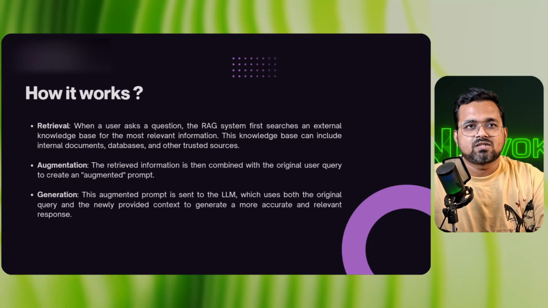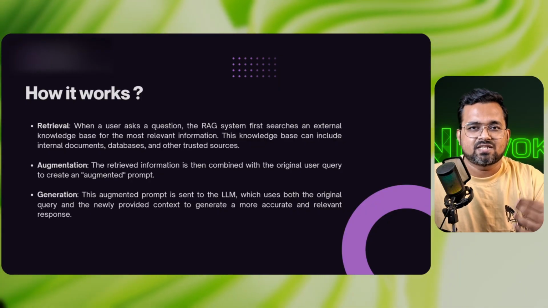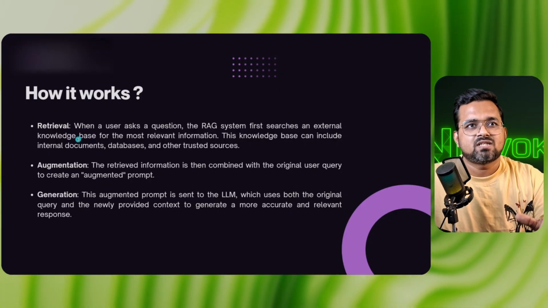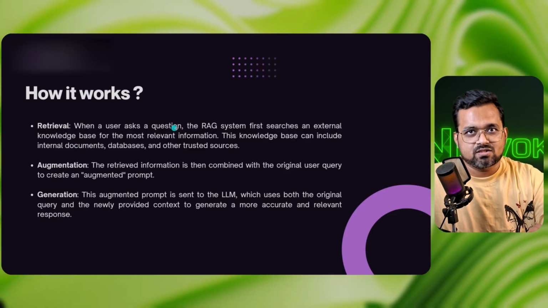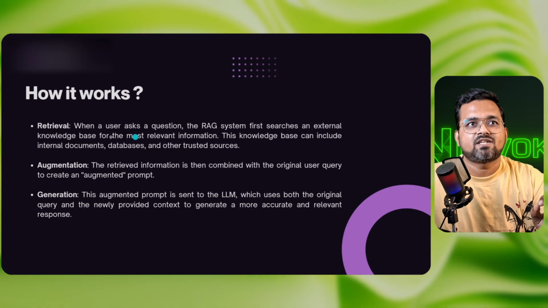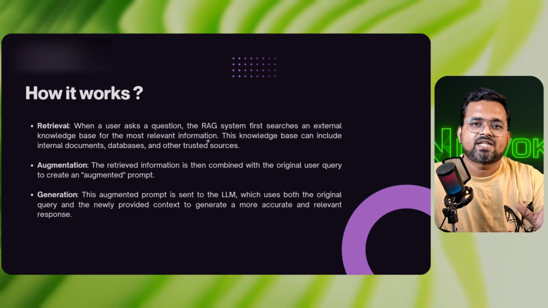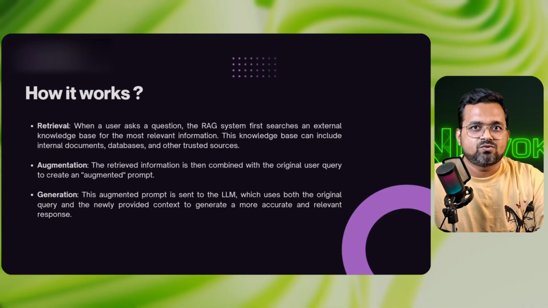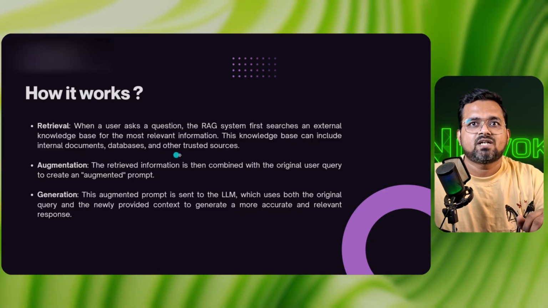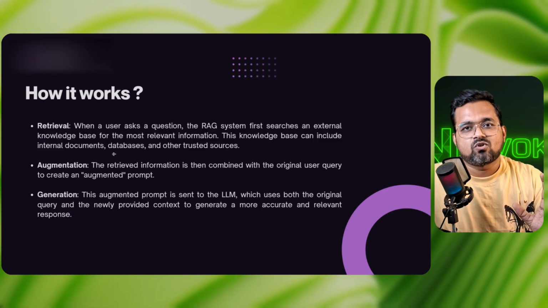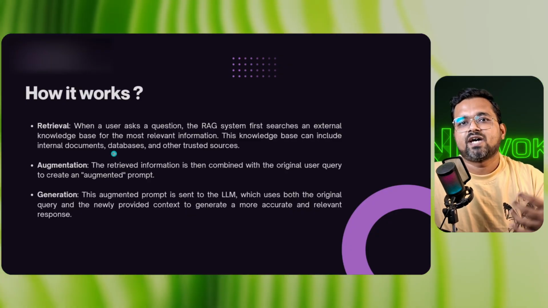So how does RAG actually work? RAG is a three-step process. Although there are multiple steps like cleaning, extracting and evaluating, these are the three major steps required in RAG. First is retrieval. When a user asks a question, the RAG system first searches an external knowledge base for the most relevant information. This external knowledge base can be an SQL DB, a vector database, or a graph DB. It can include internal documents, databases and other trusted sources. So it is any data source on your local PC or your server from which the LLM can extract the relevant data and send it back to the user.